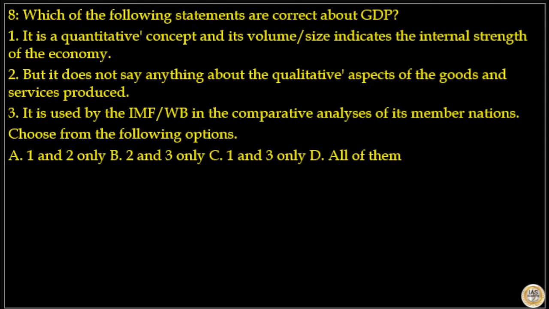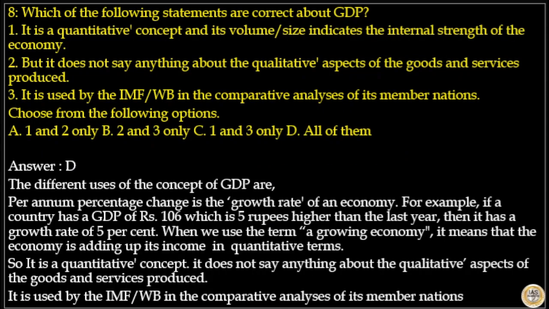Next question is, which of the following statements are correct about GDP? Options are, it's a quantitative concept and its volume or size indicates the internal strength of the economy. That is correct. But it does not say anything about the qualitative aspects of the goods and services produced. That is also correct. It is used by the IMF or World Bank in the comparative analysis of its member nations. That is also correct. Choose the answer from the following options. Here answer to this question is option D, all of them are correct.